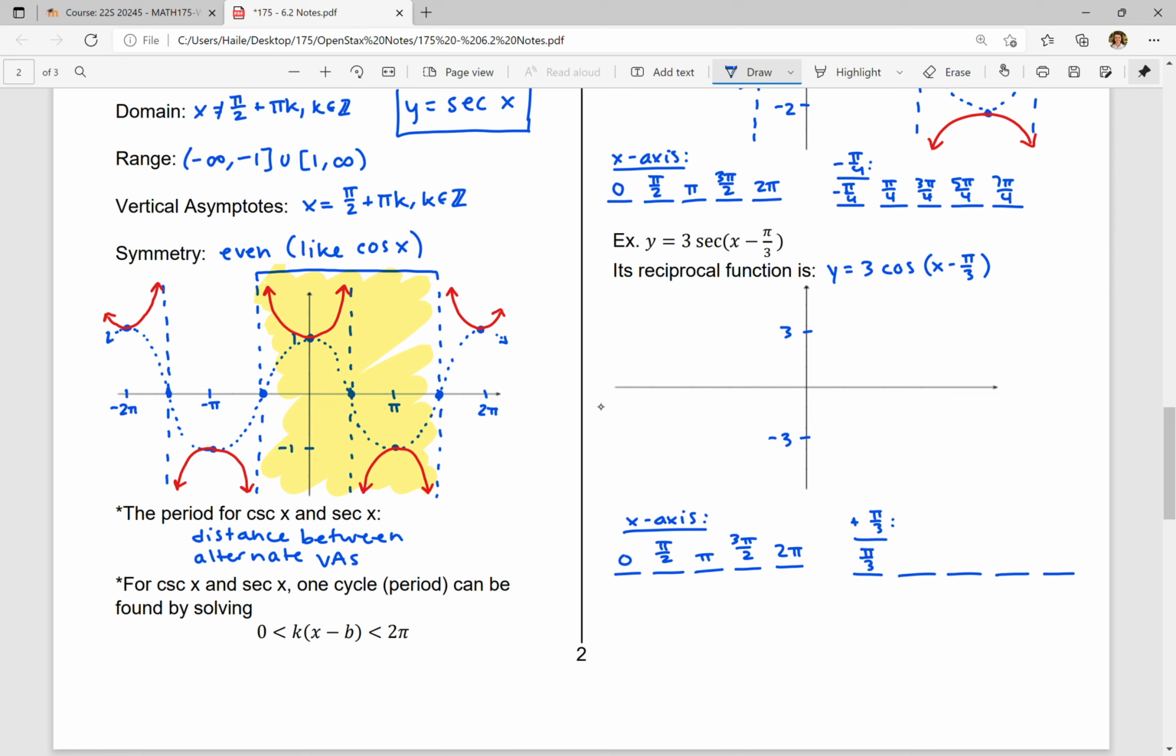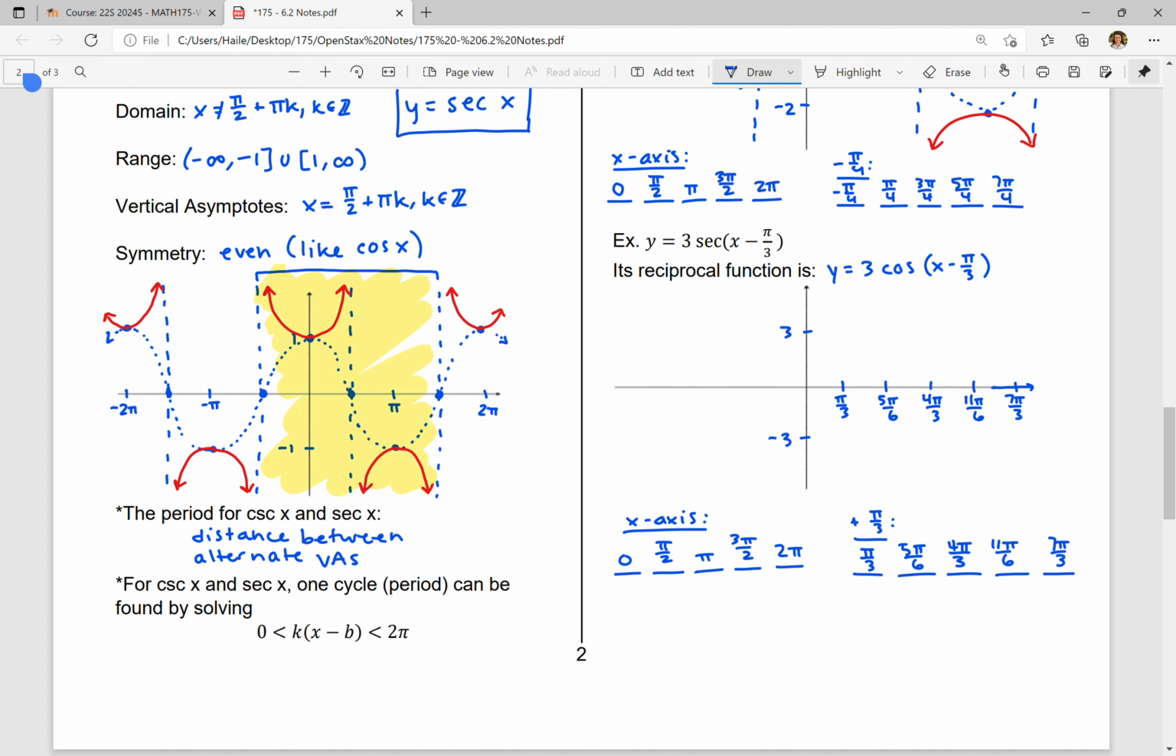So we get pi over 3, 5 pi over 6, 4 pi over 3, 11 pi over 6, and 7 pi over 3. And now I can write in my labels. So I'm going to have a tick mark for pi over 3, 5 pi over 6, 4 pi over 3, 11 pi over 6, and 7 pi over 3.